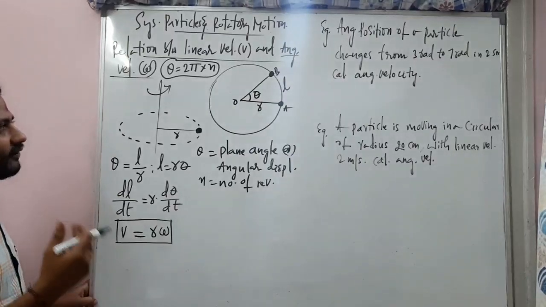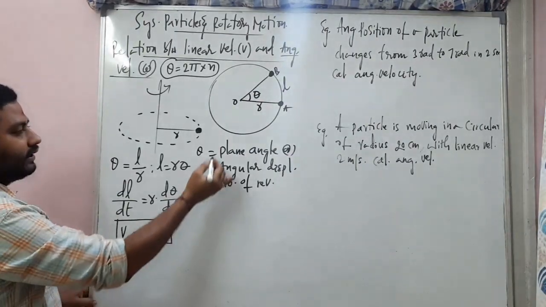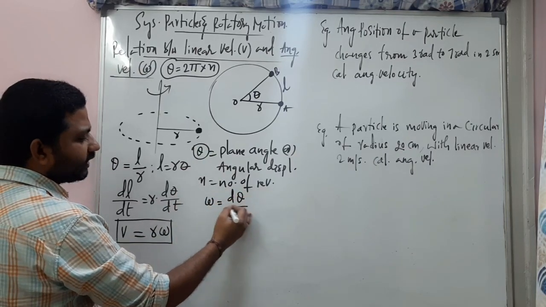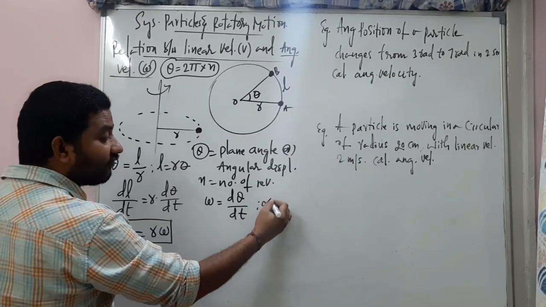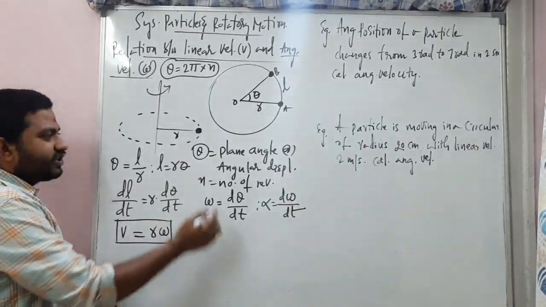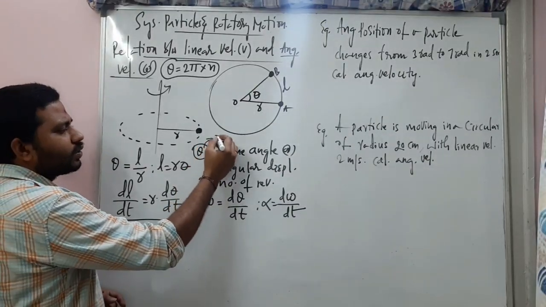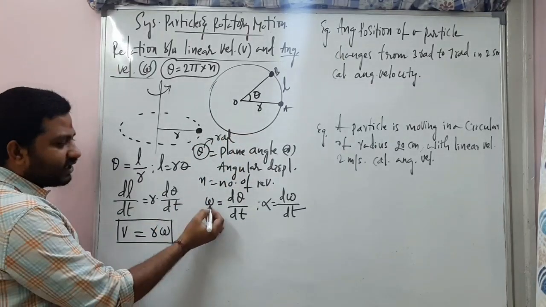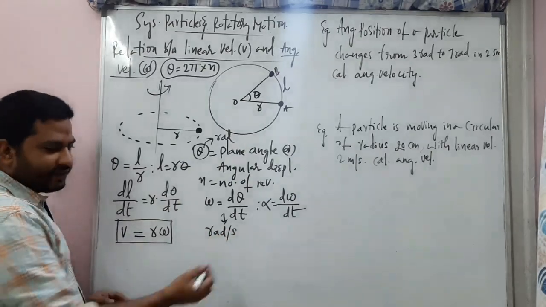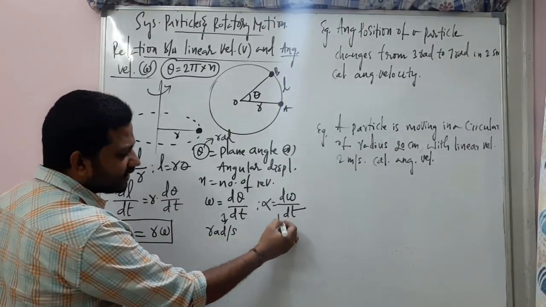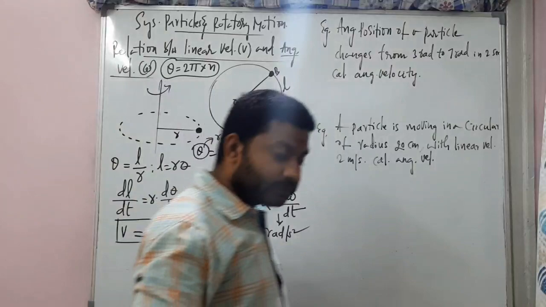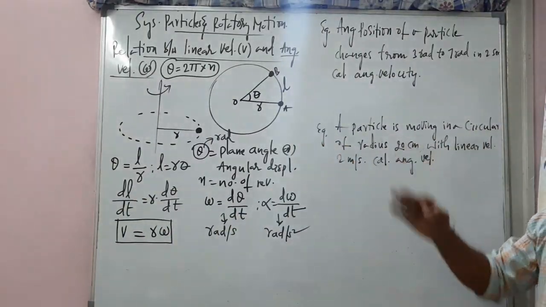We have already discussed, my dear students, that theta is plane angle, omega is equal to d theta by dt, and alpha is equal to d omega by dt. This is not the first time we are learning. This is plane angle, whose SI unit is radian. This is angular velocity, so the SI unit is radian per second, and this is angular acceleration. SI unit is radian per second square. Each and every line is important here.